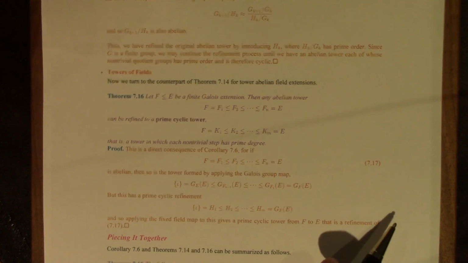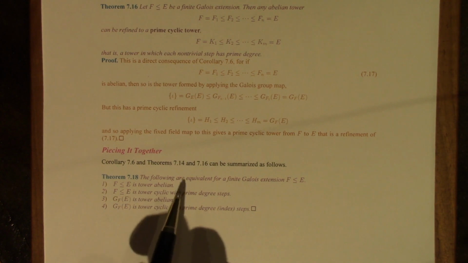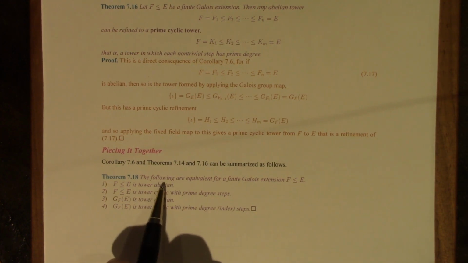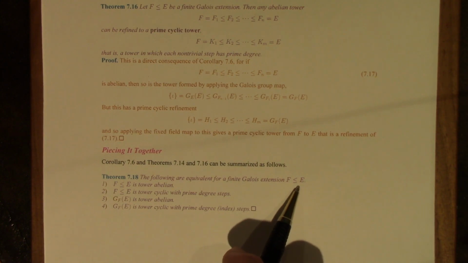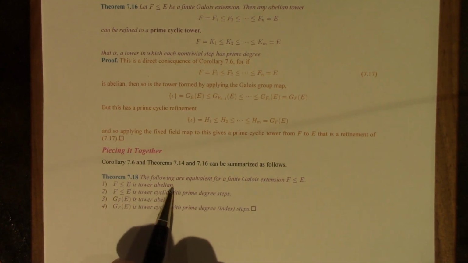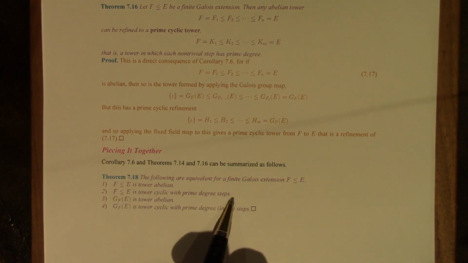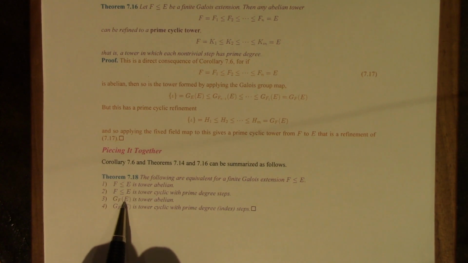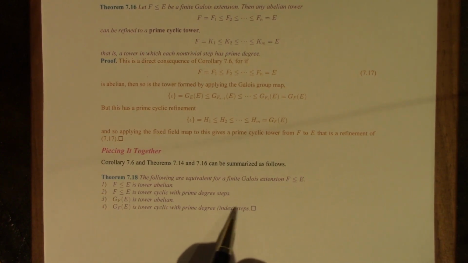So piecing together what we've done so far, we can say that the following are equivalent for a finite Galois extension F/E. F/E is tower abelian. F/E is tower cyclic with prime degree steps. The Galois group of the extension is tower abelian. The Galois group is tower cyclic with prime degree steps.